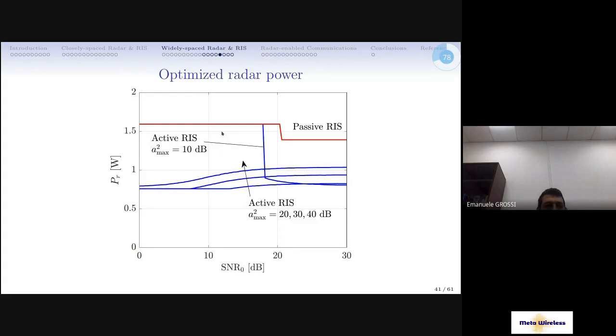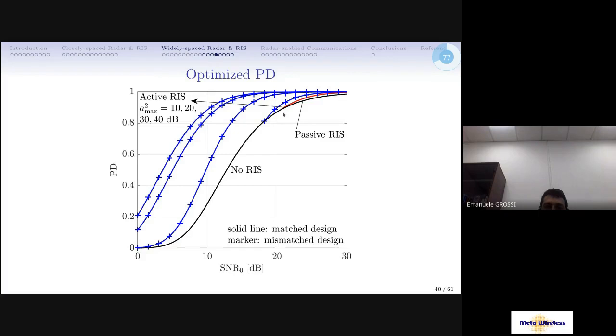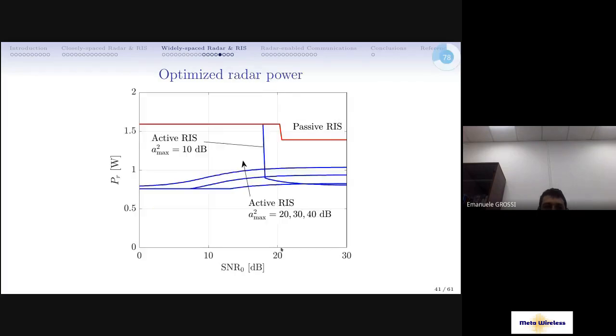This figure instead reports the optimized radar power, and recall that the total power budget is 4 watts, but 2 watts are needed to operate the radar transmitter, and the amplifier efficiency is just 0.8 in the system settings we have seen before, so that in the no-risk case, the radiated power of the radar is 1.6 watts. From the previous plot, it is seen that the RIS is activated here at around 20.5 dBs.